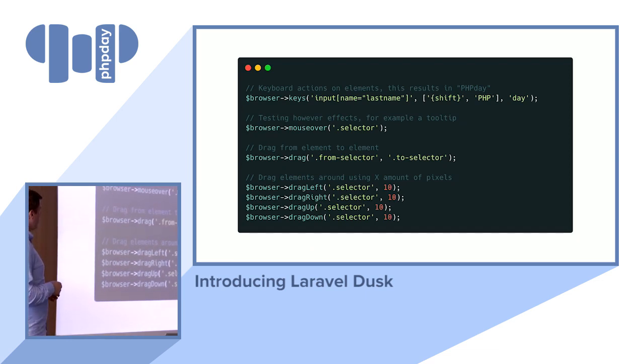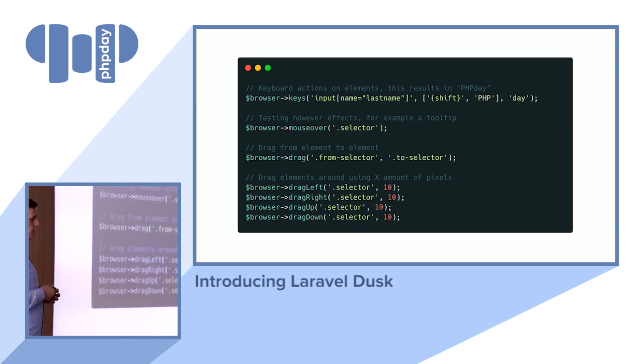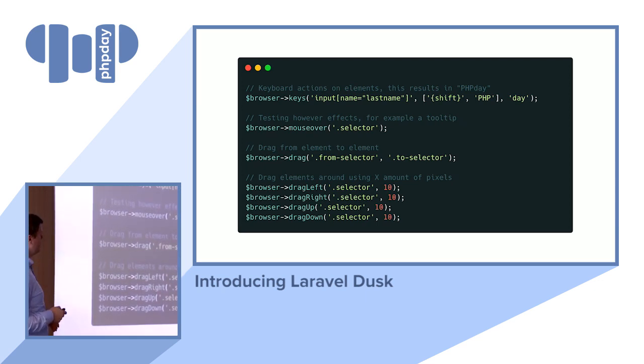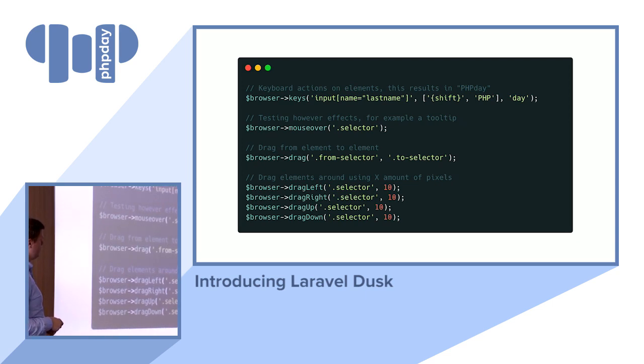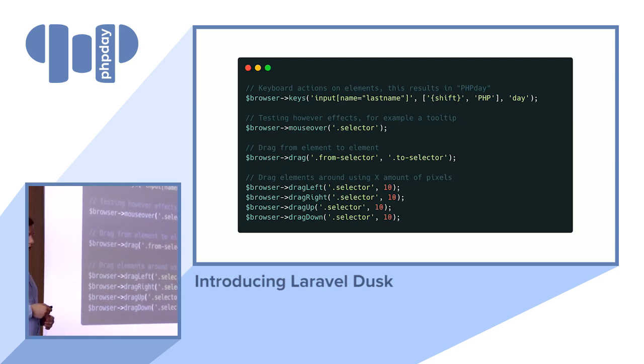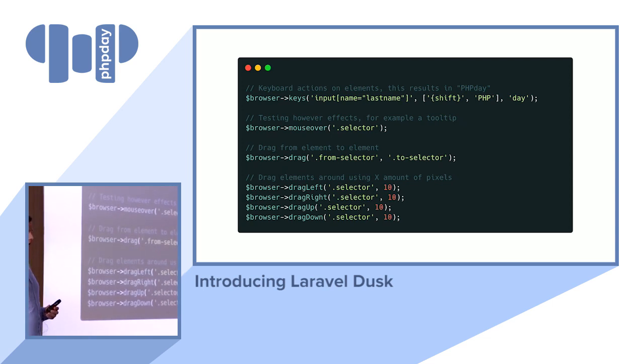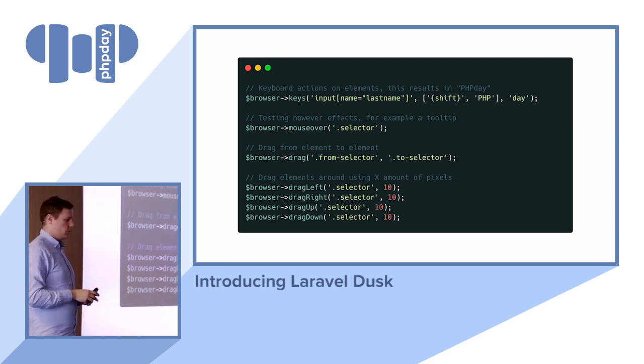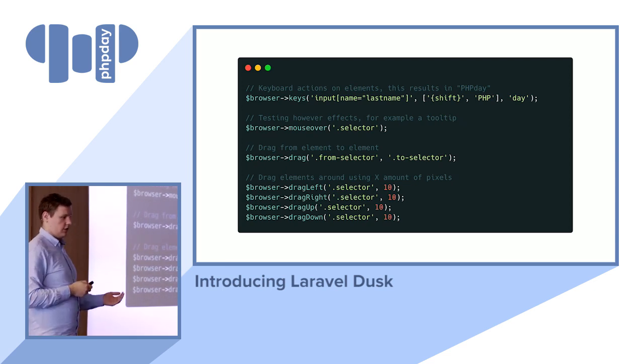You can press keys, so you can do shortcuts that you want to use in your application. For example, I want to type something. I can say shift PHP and then day, so it will output phpday. These kind of things you can actually test in your browser. Mouse overs, dragging stuff around. If you have a heavy application where you can have an agenda, for example, where you can drag elements from one to the other, you can test that as well.